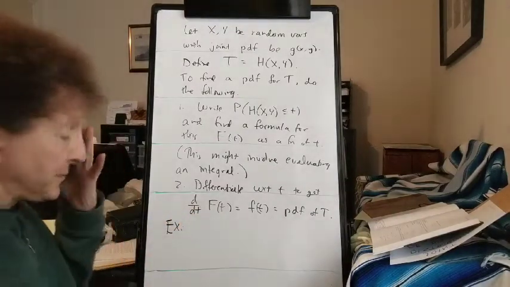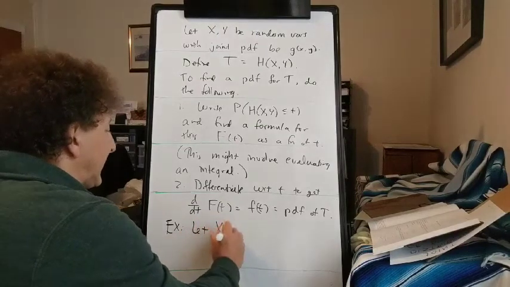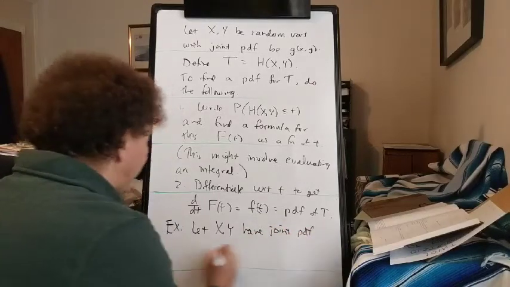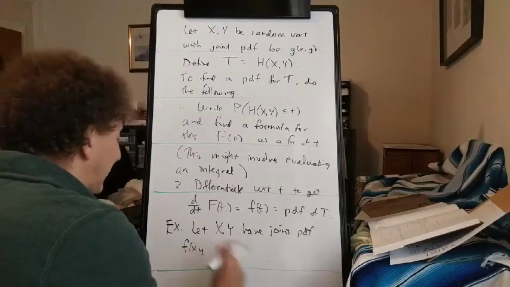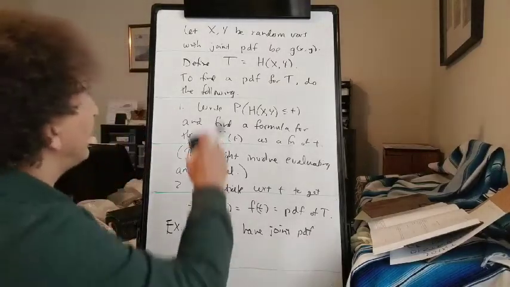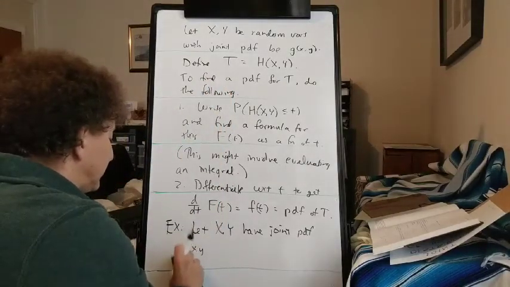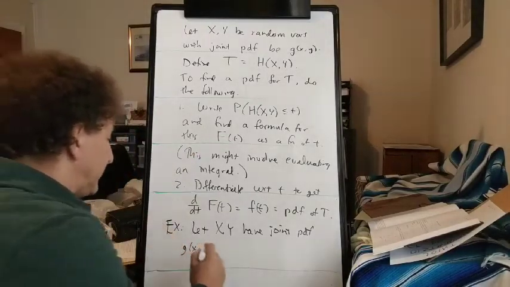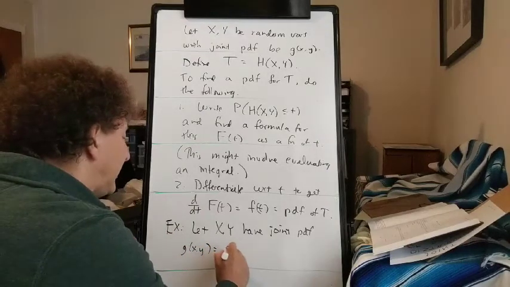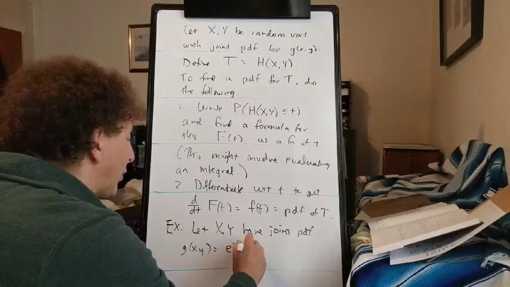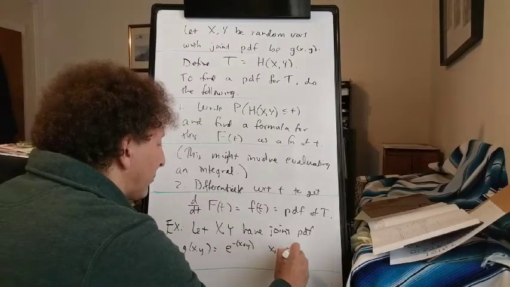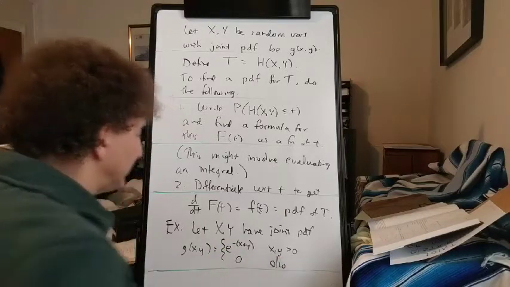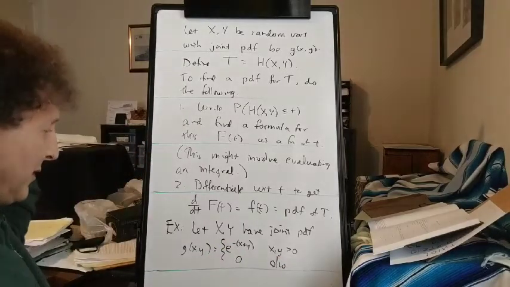So for example, let's let x and y have joint probability density function little f of, actually let me call it little g to go along with the example and to go along with the introduction. Little g of xy equals e to the negative x plus y when x and y are positive and 0 otherwise. It's not hard to check that this is a probability density function.